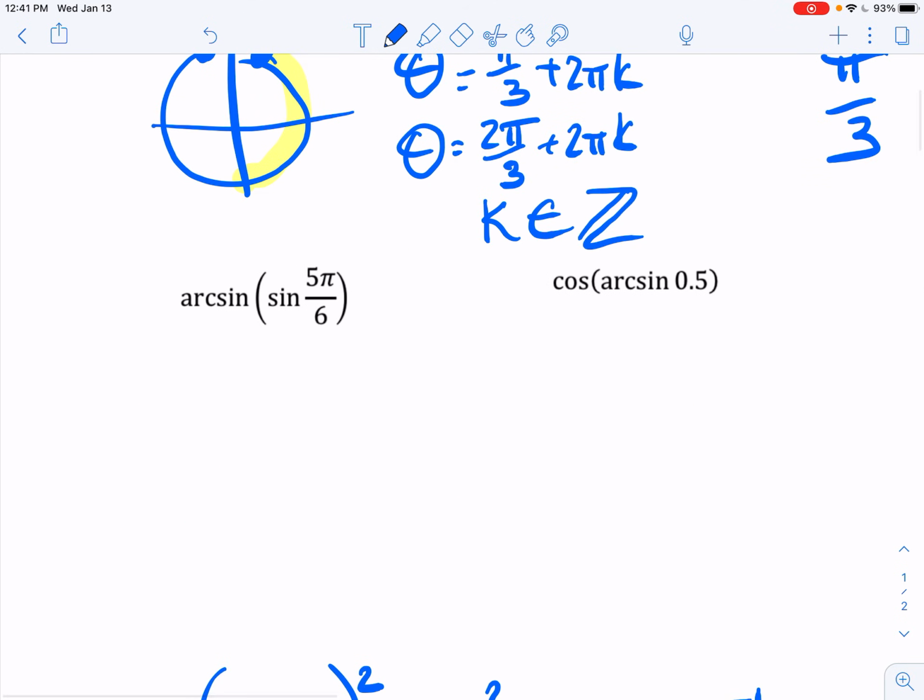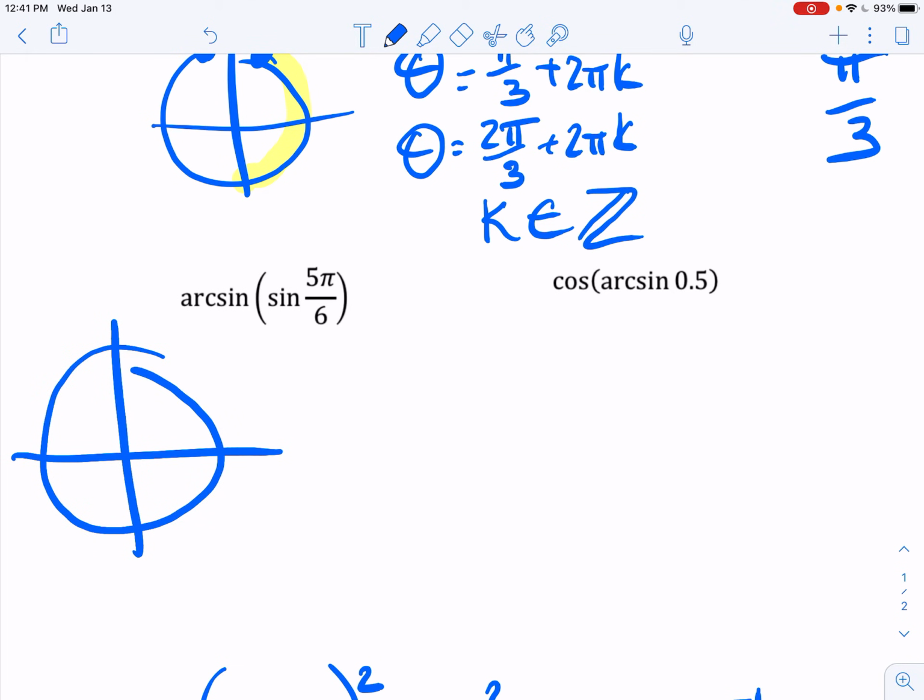If I have arcsine of sine of 5 pi over 6, if I think, oh, the answer, they just cancel each other out, it's 5 pi over 6. Well, not exactly, because that's a unit circle. 5 pi over 6 is over here. Sine of 5 pi over 6 is 1/2. So this equals arcsine of 1/2.